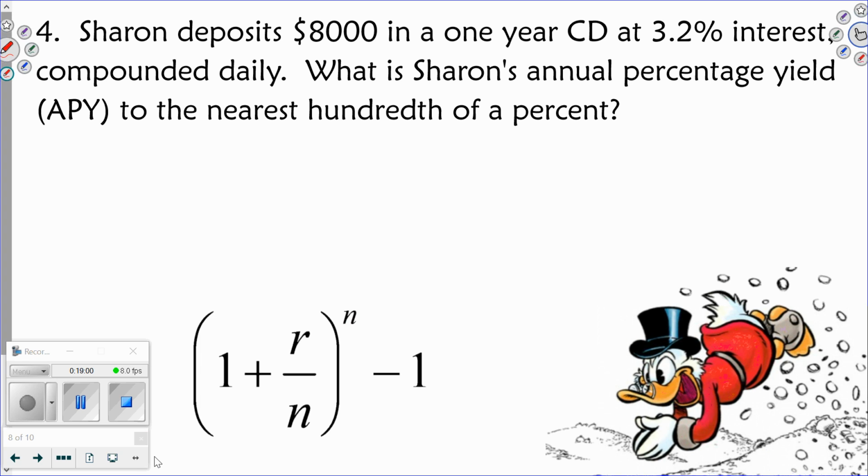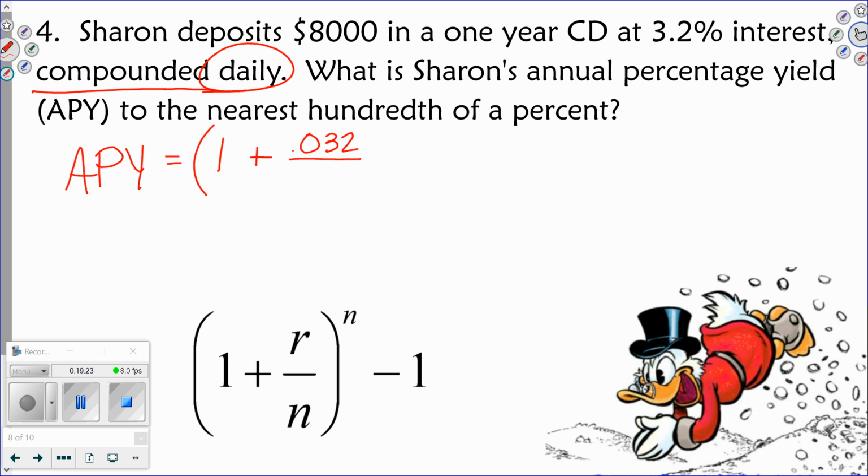So again, for this, how easy should it be to recognize the formula? What is her annual percentage yield? So I'm going to go to the APY formula. 1 plus my rate is 0.032 over N. What's my N? Daily. So that's 365. N again, so 365, minus 1. Did I even need to know how much money she was putting in? Nope. That was irrelevant. The formula didn't ask for that. So we just type it in.